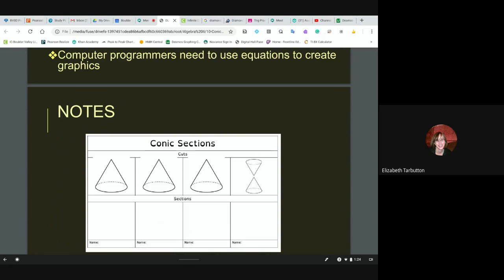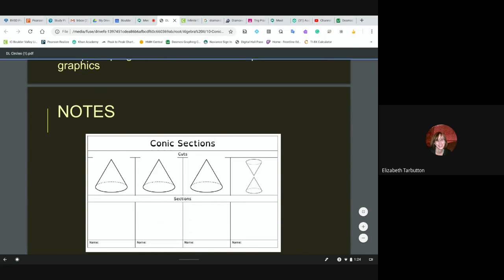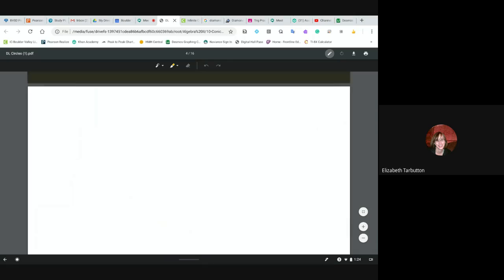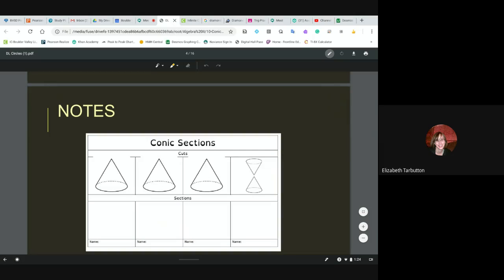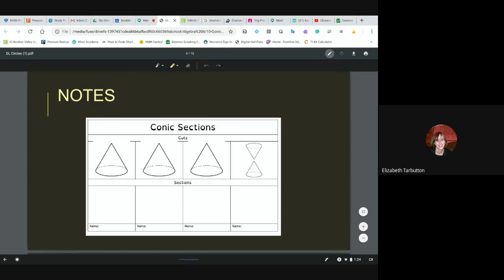So I did want to get a little review in from yesterday on conic sections, so you can copy this graphic organizer into your notes. I wanted to show you that if we cut our cone like that, it gives us a circle as the section.